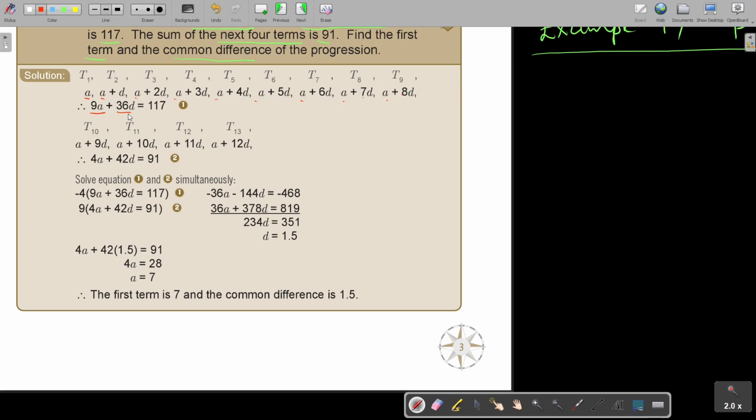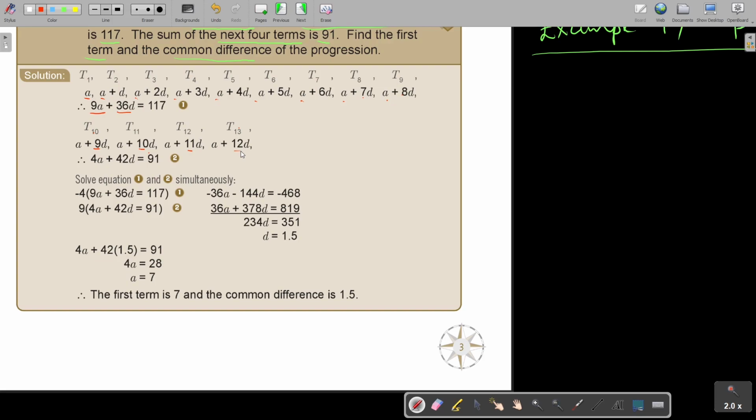Okay, but now remember 10, 11, 12, 13. So it's always n minus 1. So that's why it's always 1 less. Do you see that? So if I add it up again, it's 4a. And if I say 9 plus 10 plus 11 plus 12, I get 42d. And that's 91. And that is number 2.